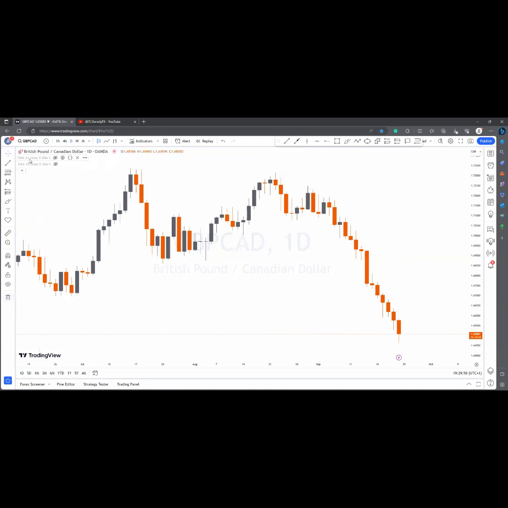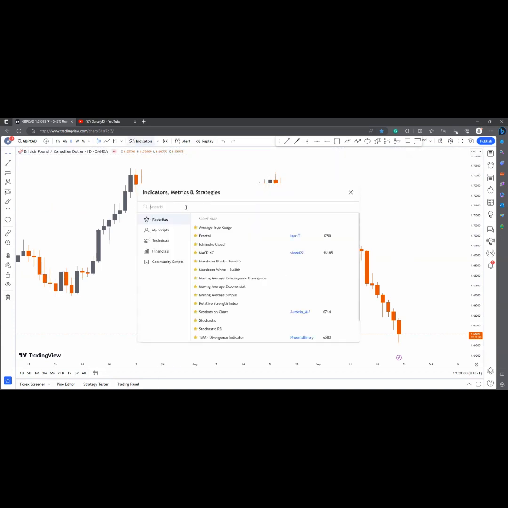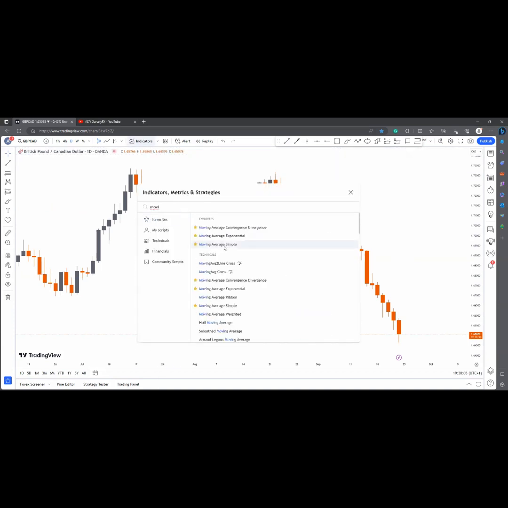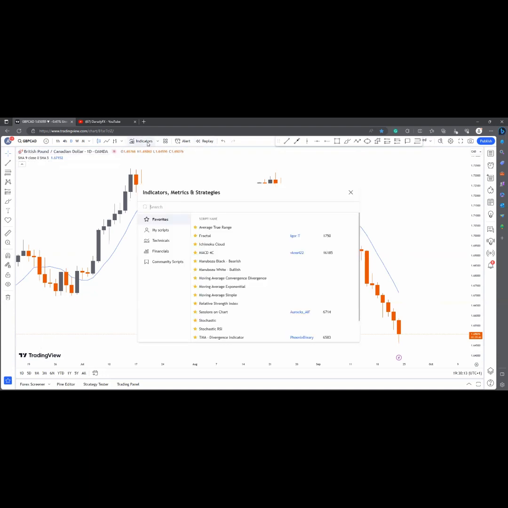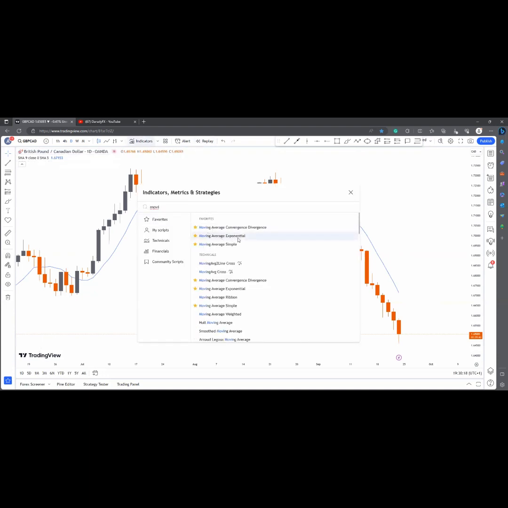Now we have the first indicator, which is the 21 moving average. You go to your indicators here, you type moving average simple. That's the first one, you click on it and it will appear. Then you come here again to indicators and look for the second one, exponential. The first one is simple, the second one is exponential. Click on it. All right, good.